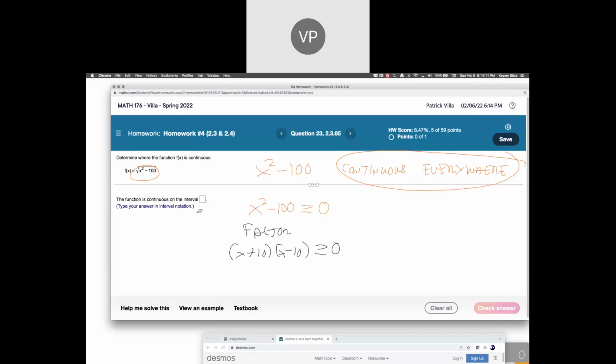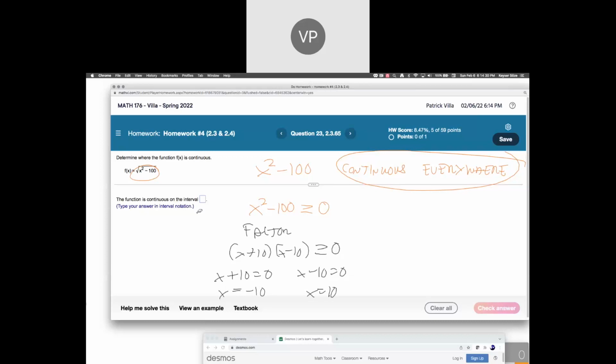And now we're going to make our partition again. Because remember, I want to know, where does this actually equal 0? And where does this actually equal 0? Well, we get x equals -10. We get x equals +10. So that's what we're trying to figure out.